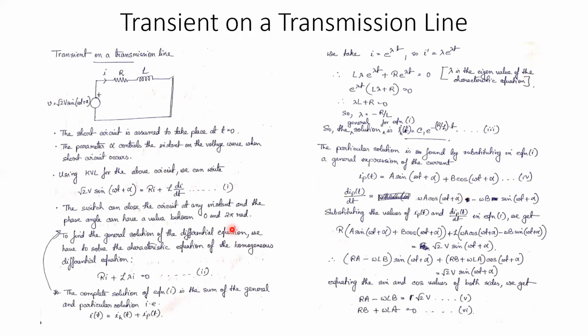Now next, we'll be going to the transient on a transmission line. Now you can see that here we have a generator, a voltage source, whose instantaneous voltage is given by root 2 V sin(omega t plus alpha), where root 2 V is the maximum voltage that can occur in the line due to the source, and this is sinusoidal.